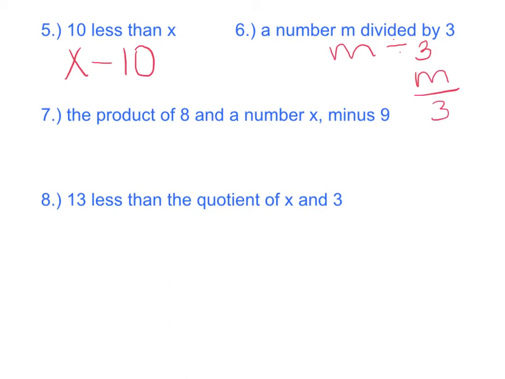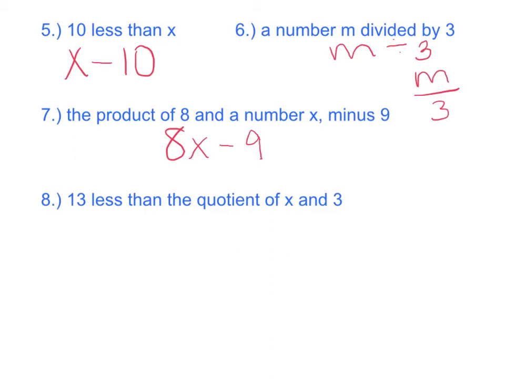Okay, 2 more. Number 7, the product of 8 and a number x, minus 9. Okay, product. Product means multiplying. So we're multiplying 8 and x, so we can write it as 8x. And then they want us to minus 9. So we have 8x minus 9. So this is where we kind of have 2 steps in one.